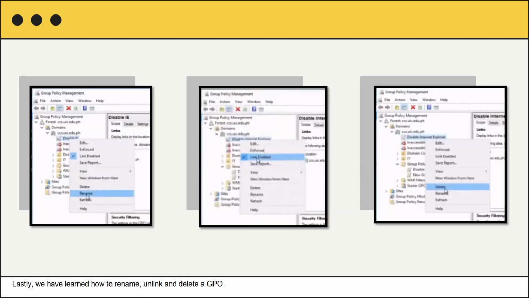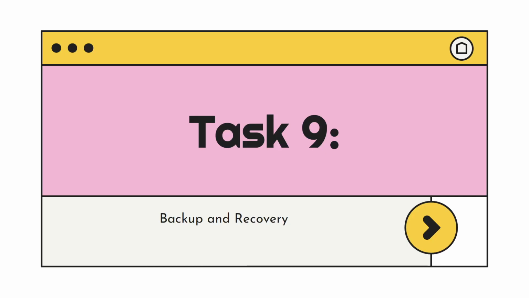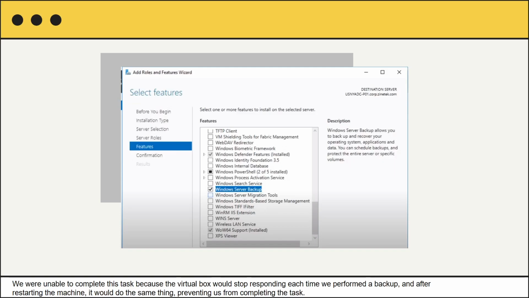Lastly, we have learned how to rename, unlink, and delete a GPO, or group policy object. Task 9, backup and recovery. We were unable to complete this task because the virtual machine would stop responding each time we performed a backup. And after restarting the machine, it would do the same thing, preventing us from completing the task.